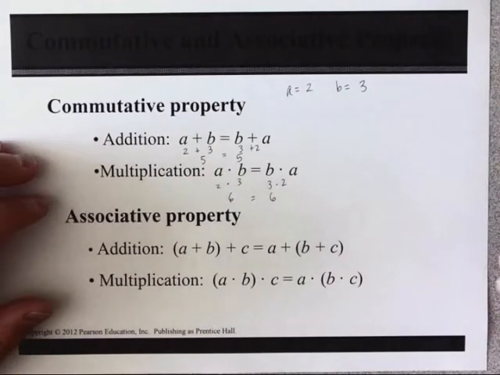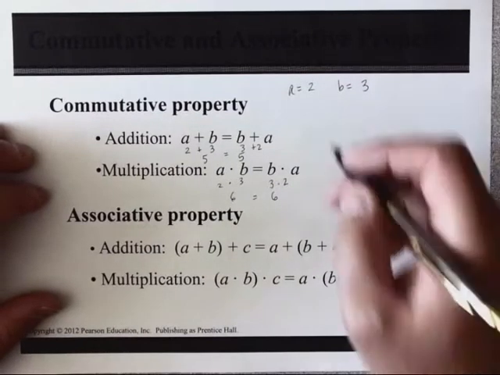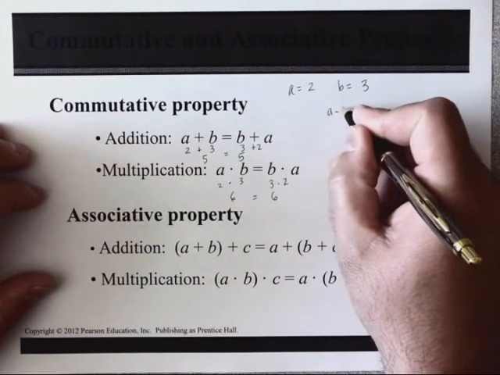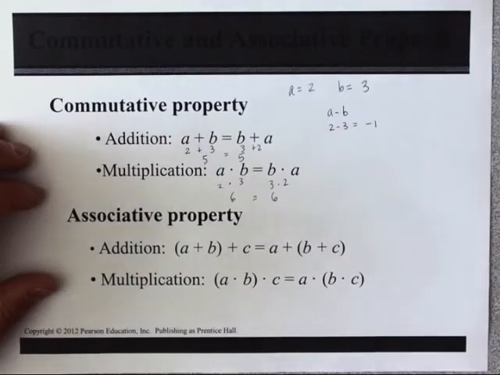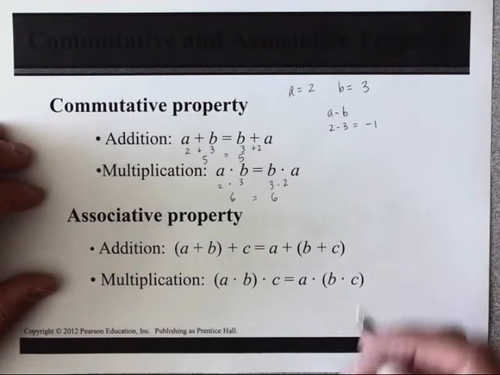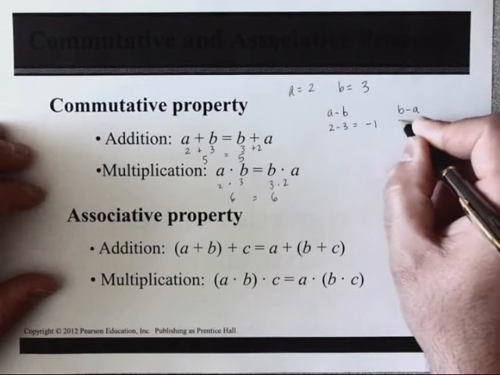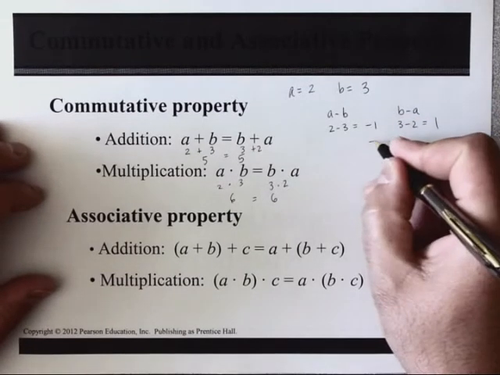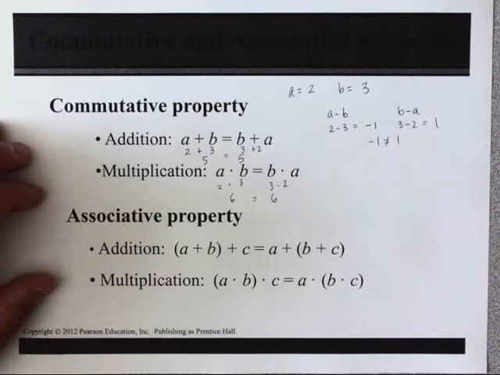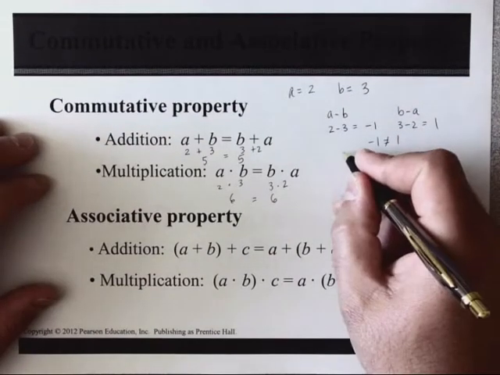It only works for addition and multiplication. If you try this with subtraction and division, it doesn't work. So if I did A minus B, that's 2 minus 3, which is negative 1. If I did the reverse ordering of that, B minus A, 3 minus 2 is positive 1. And notice that negative 1 is not equal to positive 1.